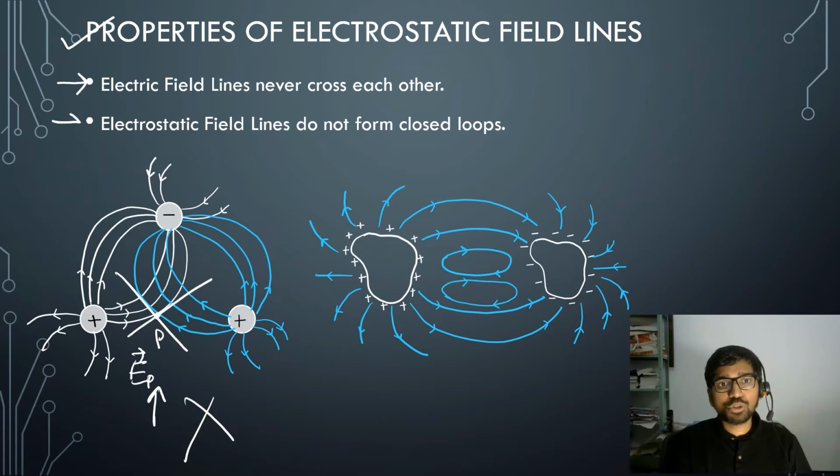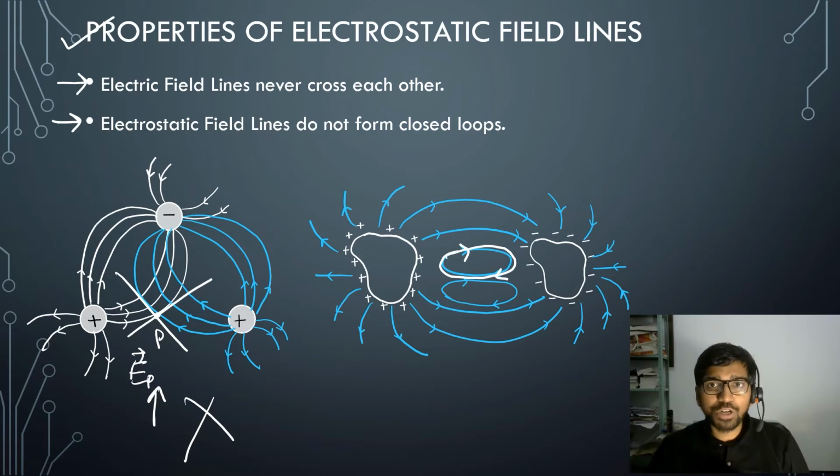And electrostatic field lines do not form closed loops. Why? Because if electrostatic field lines were able to form closed loops, then electrostatic fields would not be considered conservative fields. You will learn about that later. And we will not be able to define electrostatic potential for the electrostatic field. That's why this cannot be the case.